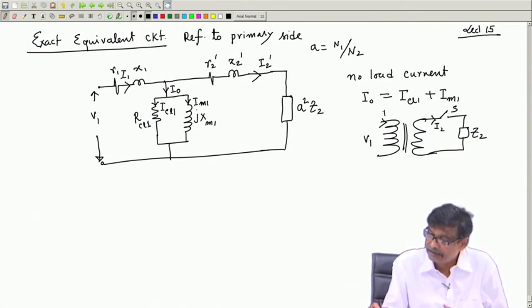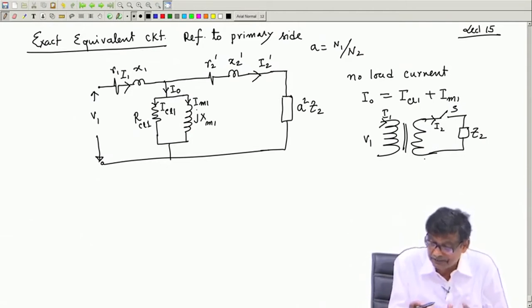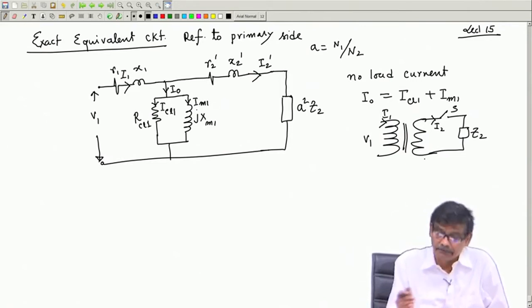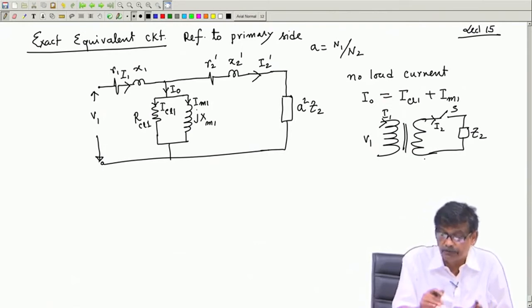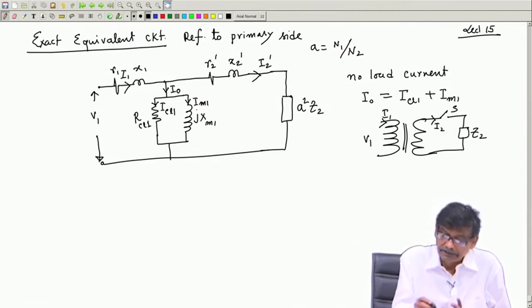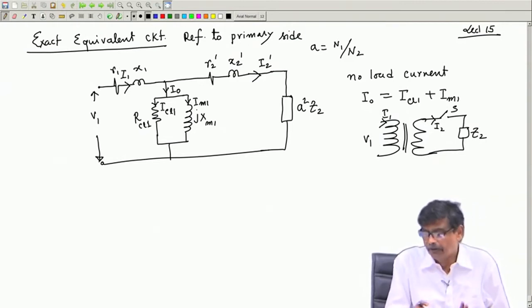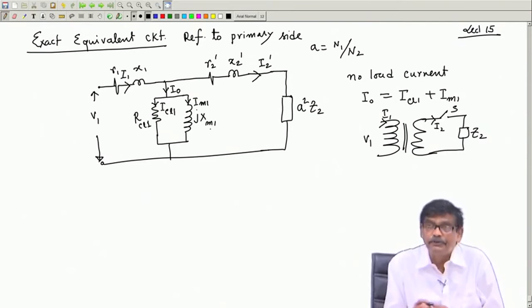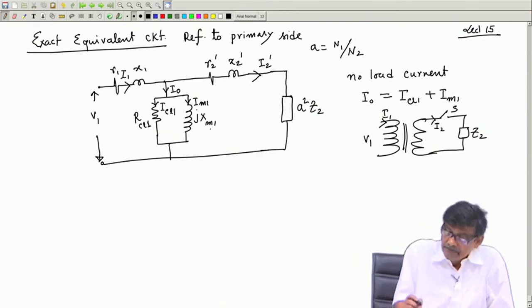In a practical transformer, this is what you will observe. You cannot separately see these branches. It is our logic which brought us here. It must be something. We are modeling this practical transformer into an equivalent circuit. Okay. So, what are the things? R1 X1 should be small, R2 dashed X2 dashed should be small, but RCL Xm should be high.